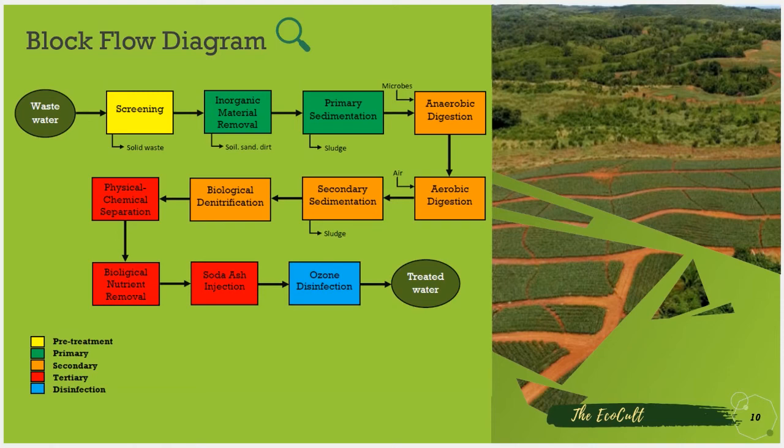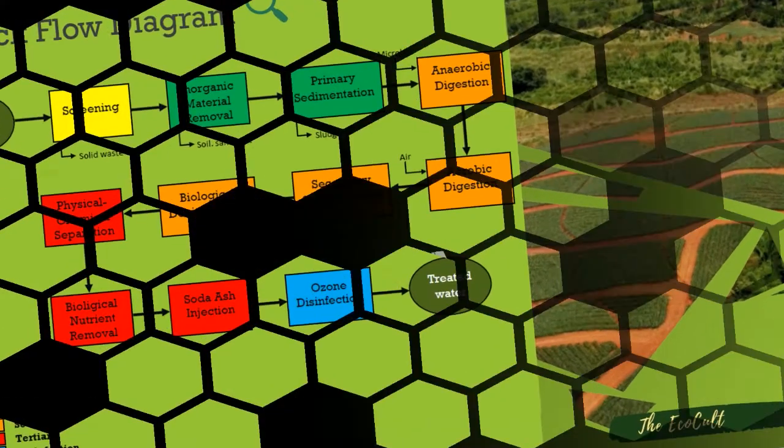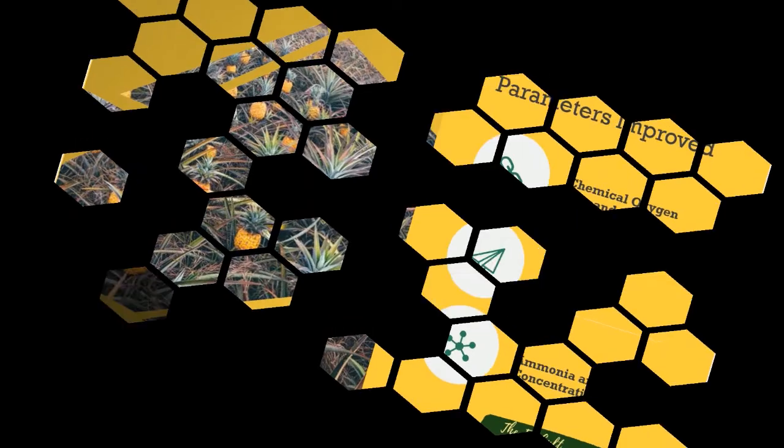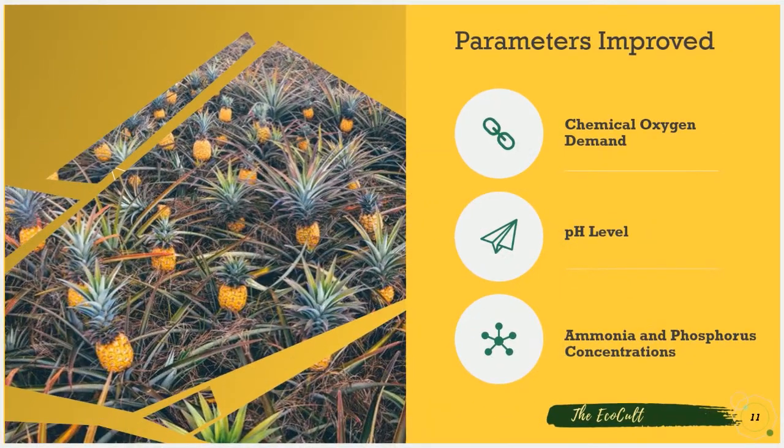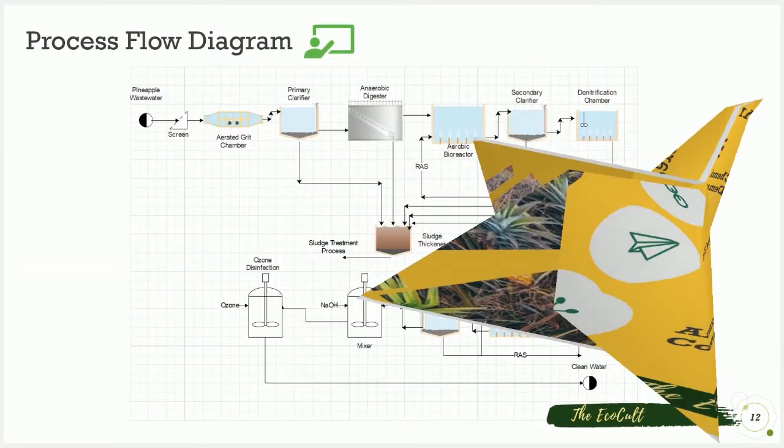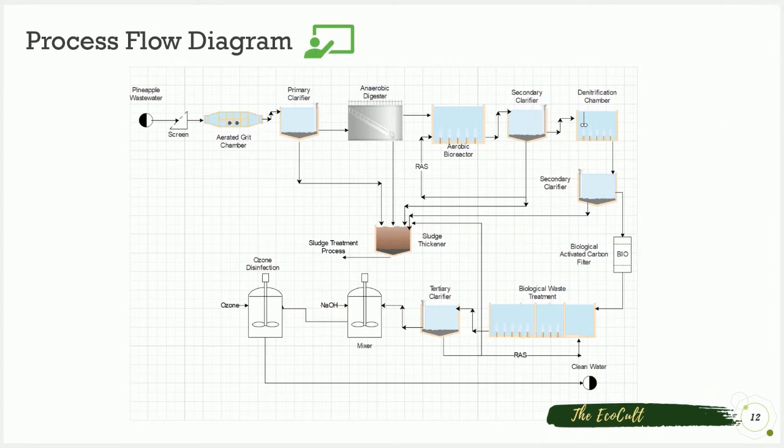Now let's proceed to the process flow diagram of the wastewater treatment design. As mentioned earlier, the primary treatment begins by letting the wastewater flow through a screen. The screen removes any suspended solids carried by the water. The wastewater will then flow to the aerated grate chamber, which provides oxygen to form insoluble precipitates with the ions present in the water. Then it flows through the primary clarifier, which collects the insoluble precipitates and other remaining solids.